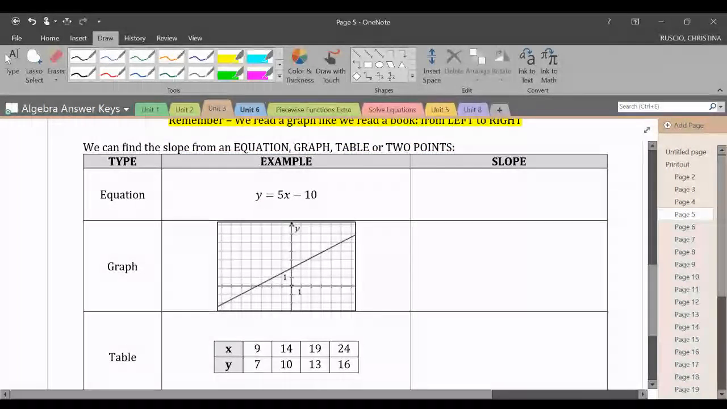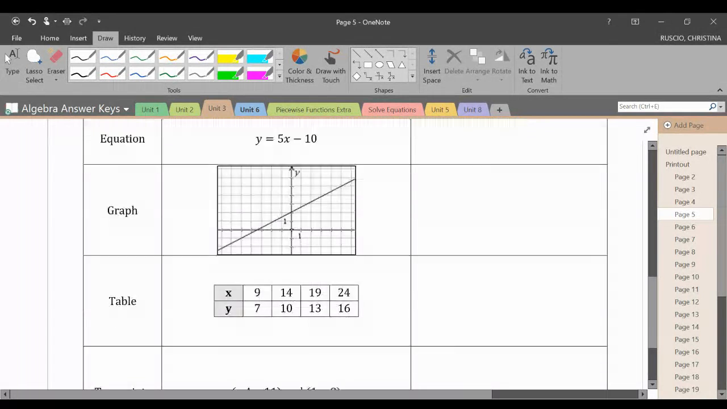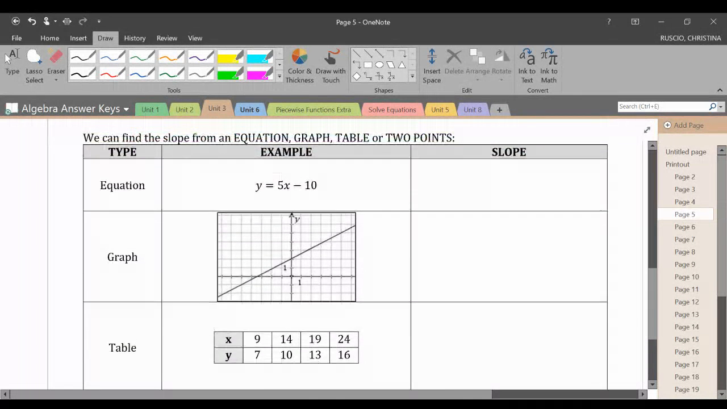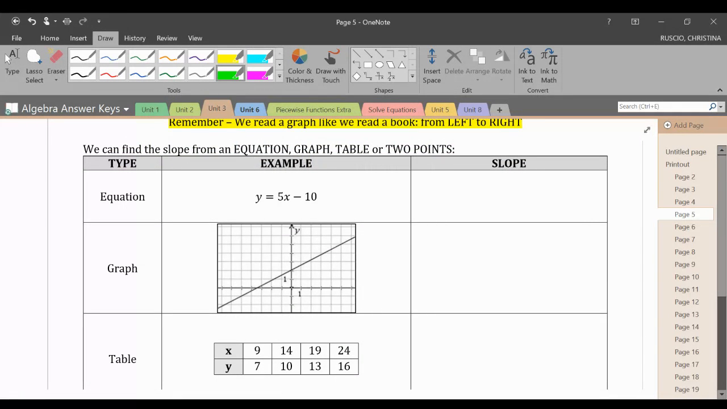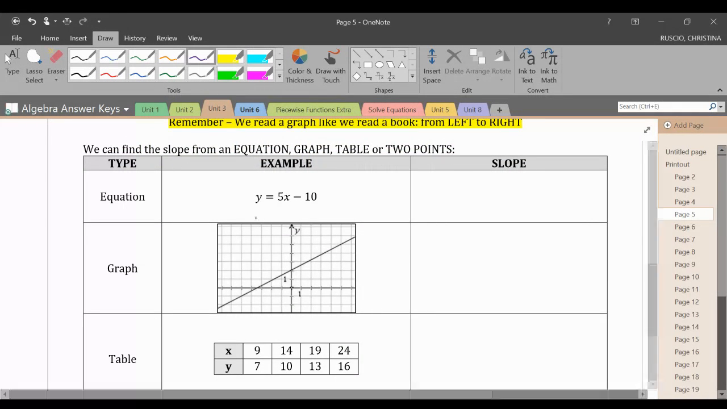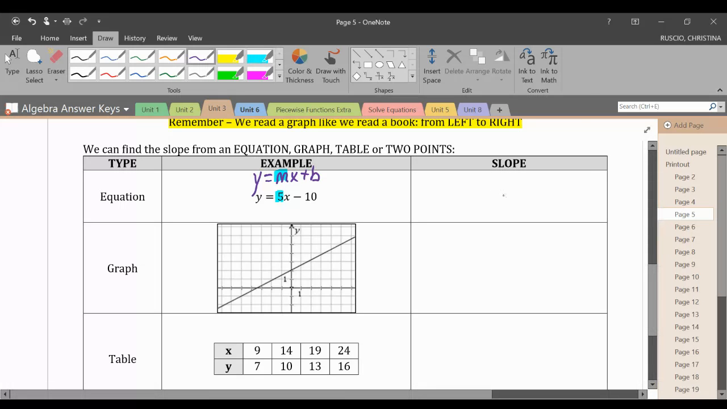Now, we can find slope from equations, tables, graphs, or 2 points. So we're going to take a look at how each of these looks. Now, when we have an equation, it's super easy when it's written in the form y equals mx plus b, which is our slope-intercept form. So y equals mx plus b, because our slope is our m. So our slope in this case is 5.